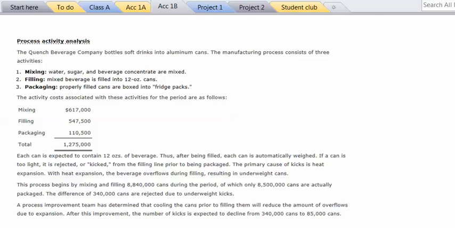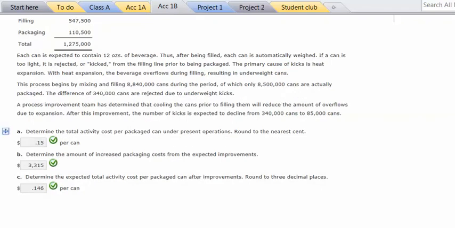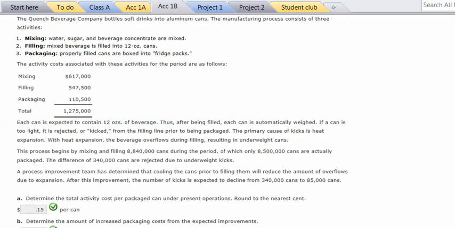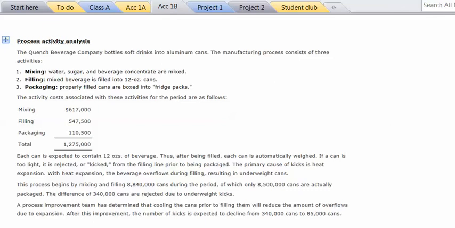Exercise number 7 from Chapter 12, Process Activity Analysis. In this question, we need to determine the total activity cost per package can under the present operating system. Then we'll determine the amount of increased packaging costs from the expected improvements, and then determine the expected total activity cost per package. The Quench Beverage Company bottles soft drinks into aluminum cans.